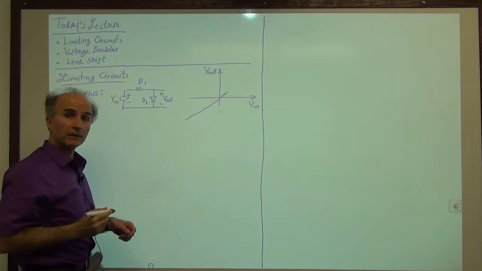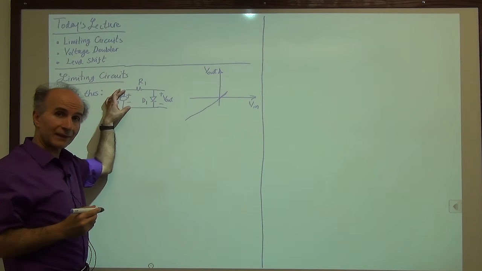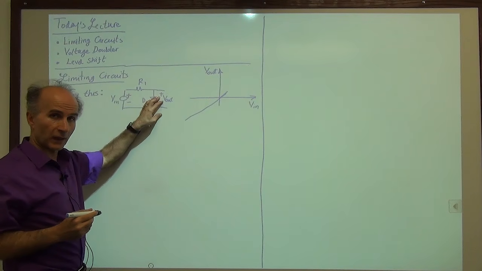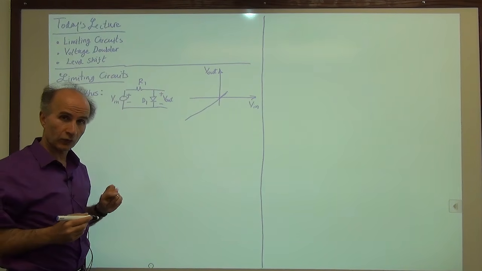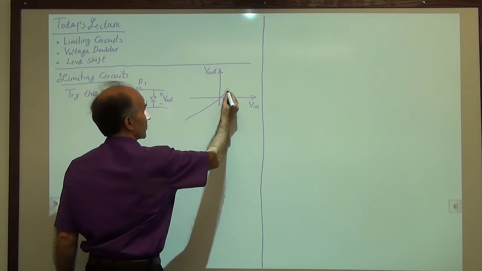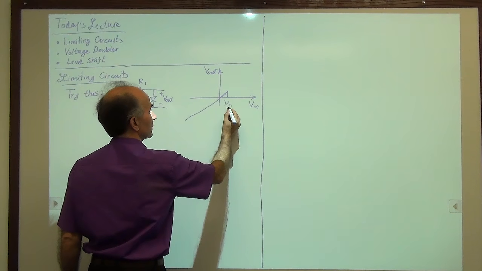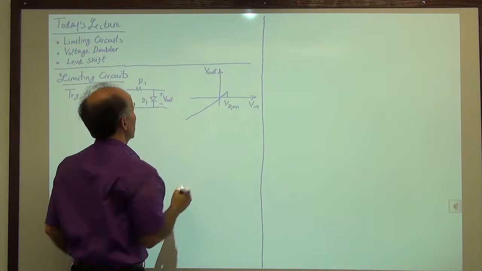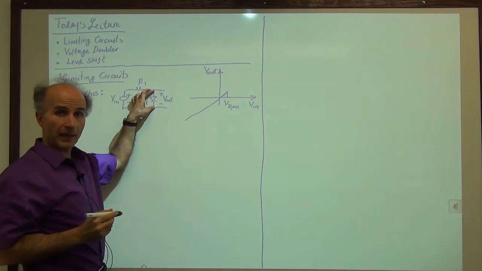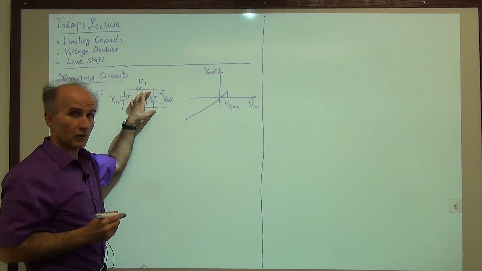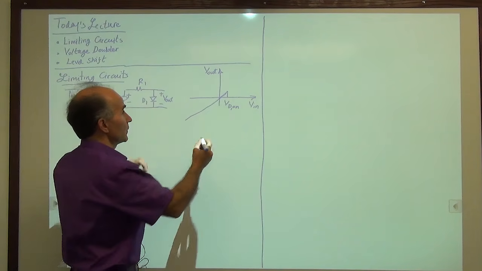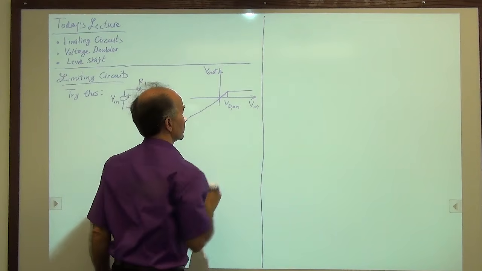And then at some point, when V in is sufficiently positive, the diode turns on. That happens when V in is equal to 1 diode drop. So at 1 diode drop, VD on, we turn on the diode, and from now on, the diode acts as a battery. The output voltage is exactly equal to that battery voltage. There's no change in it anymore. So we have something like this.